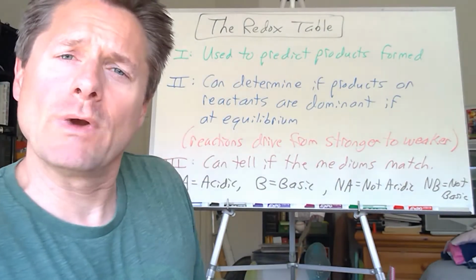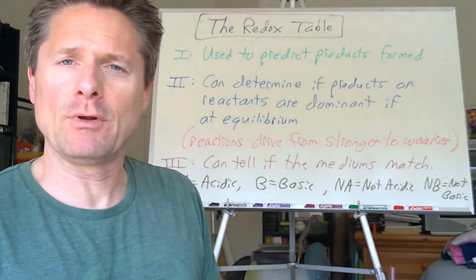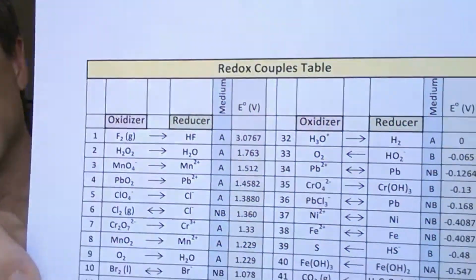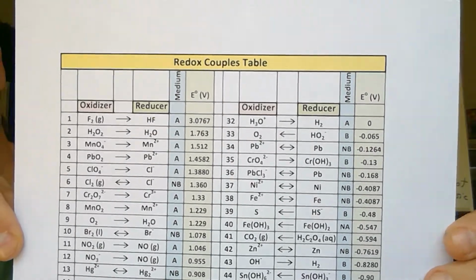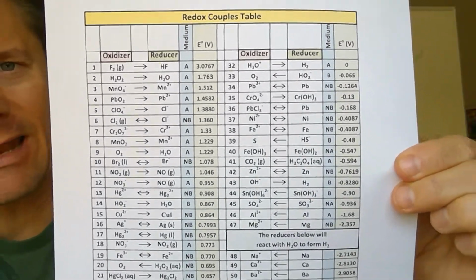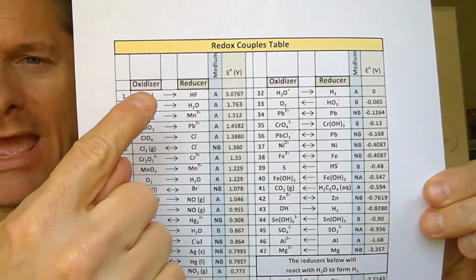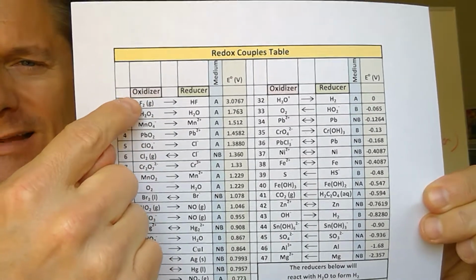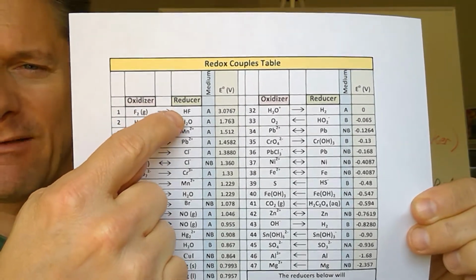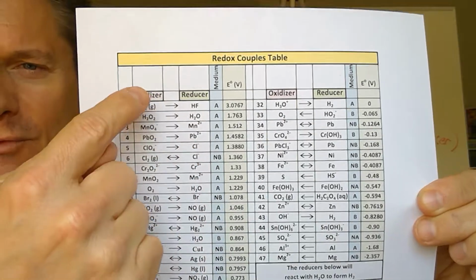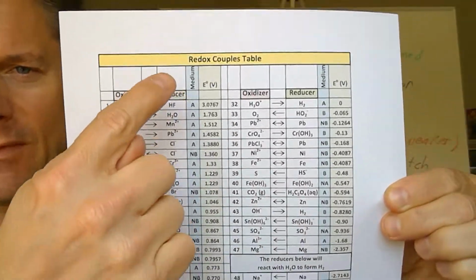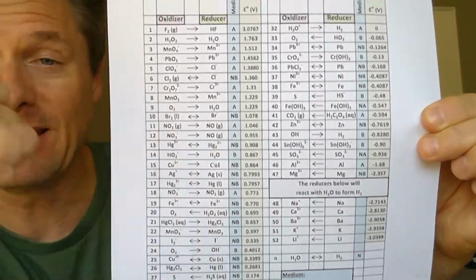All right, so hopefully you were able to print out your redox table or find another source for it. It looks something akin to that. It looks a lot like an acid-base table. In the acid-base table, we had acids here with the strongest on top, and the conjugate base that it formed over here with the weakest on top. So it went from stronger to weaker acids, and then weaker to stronger bases.